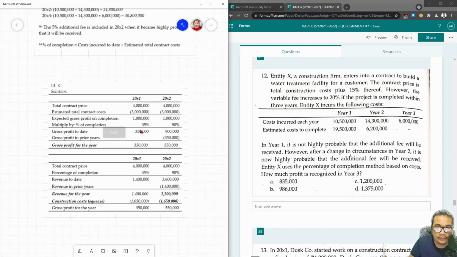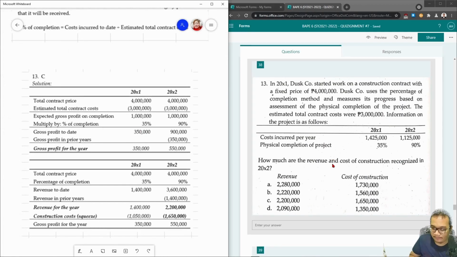Number 13 tayo. Number 13, in 20x1, Dasco started work on a construction contract with a fixed price of 4M. Dasco uses the percentage of completion and measures its progress based on the assessment of the physical completion of the project. So, hindi based on cost, but rather on the physical completion. The estimated total contract costs were 3 million. Information of the project is as follows.